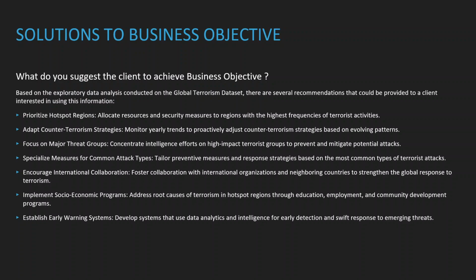Prioritize hotspot regions: allocate resources and security measures to regions with the highest frequency of terrorist attacks. Adapt counter-terrorism strategies: monitor yearly trends to proactively adjust strategies based on evolving patterns. Focus on major threat groups: concentrate intelligence efforts on high-impact terrorist groups to prevent and mitigate potential attacks. Specialized measures for common attack types: tailor preventive measures and response strategies based on the most common types of terrorist attacks.